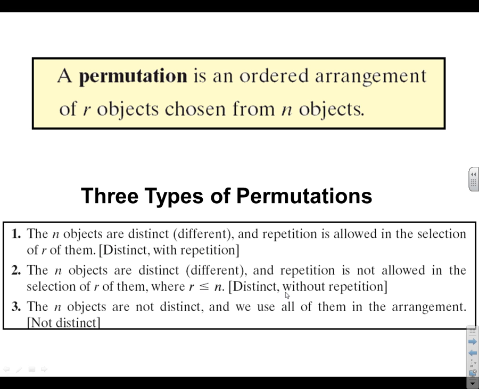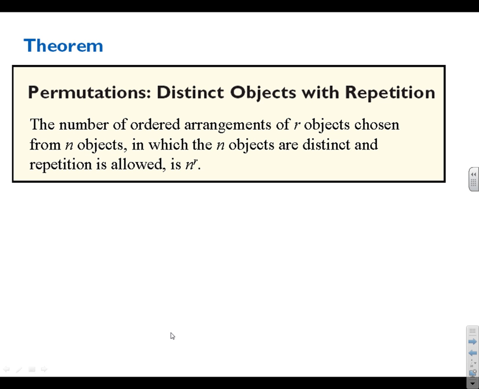All right. What about distinct without repetition? So this would be something like I wanted to figure out how many different ways I could line people up. Every person is different, right? And I can't pick a person twice if I'm lining them up. And then n objects are not distinct, and we're going to use all of them. For instance, I've got a pile of papers to grade, and I want to sort them into class A and class B, right? So there's a lot of class A and a lot of class B. We'll get into all of these as we go through.